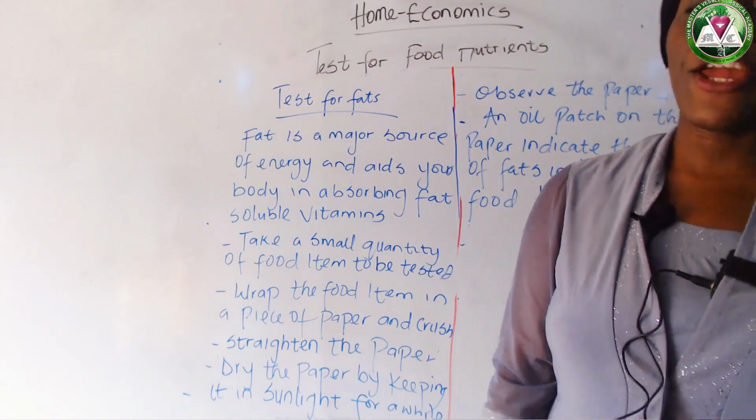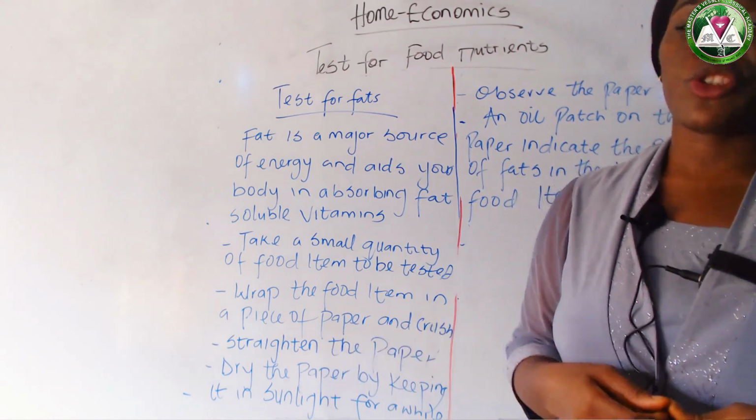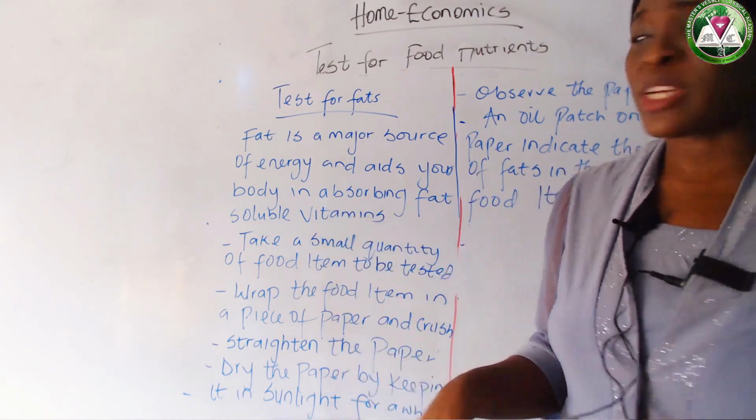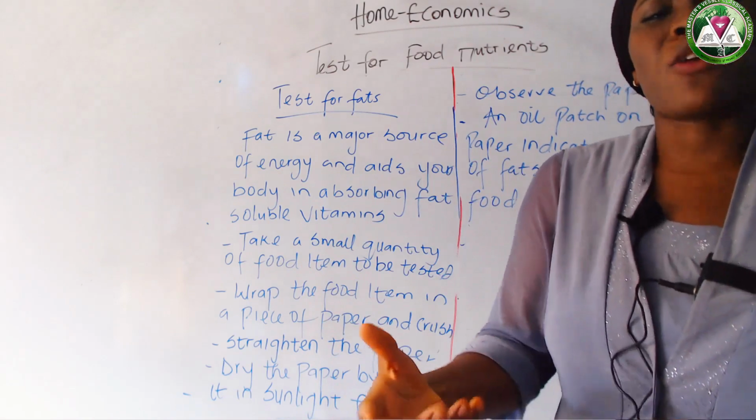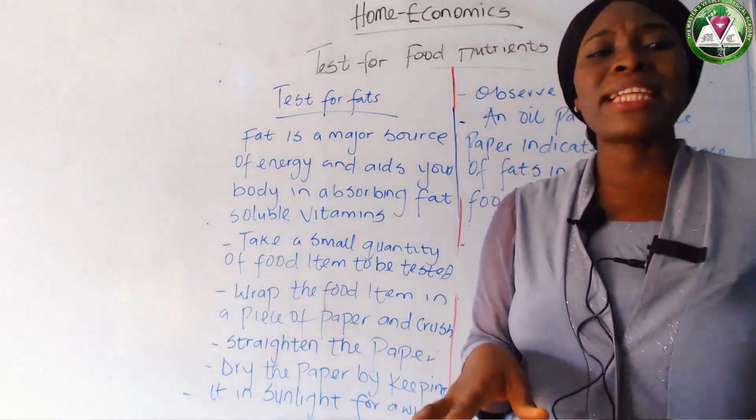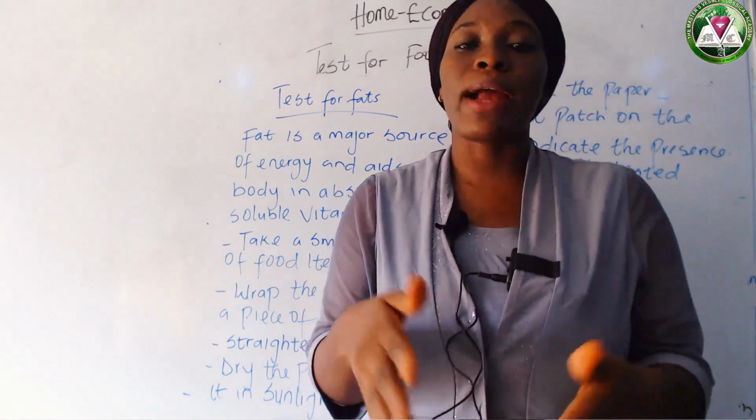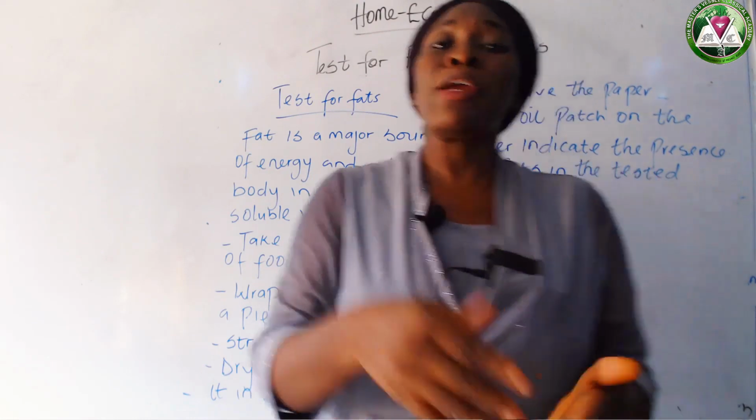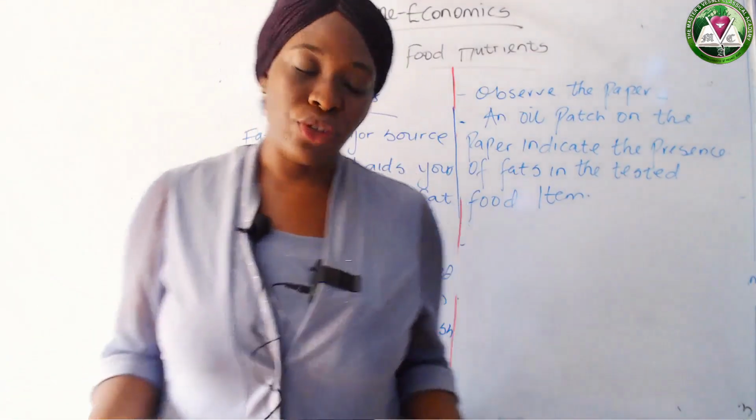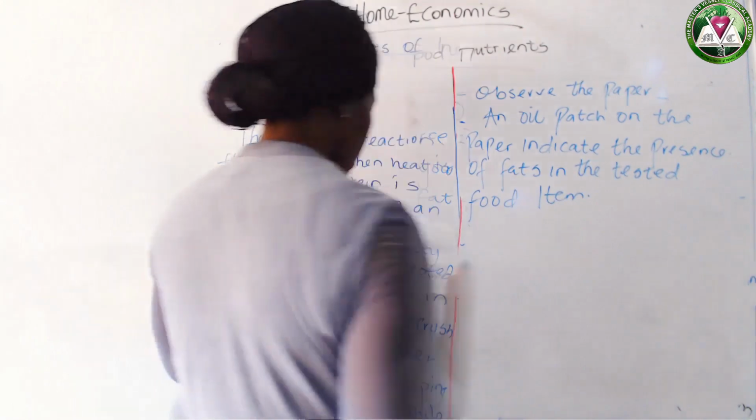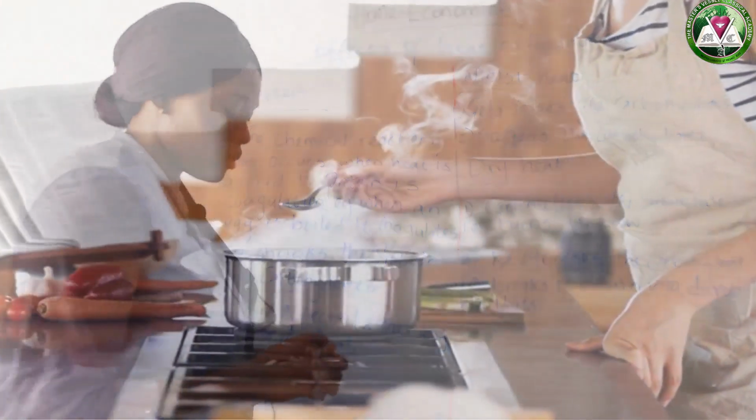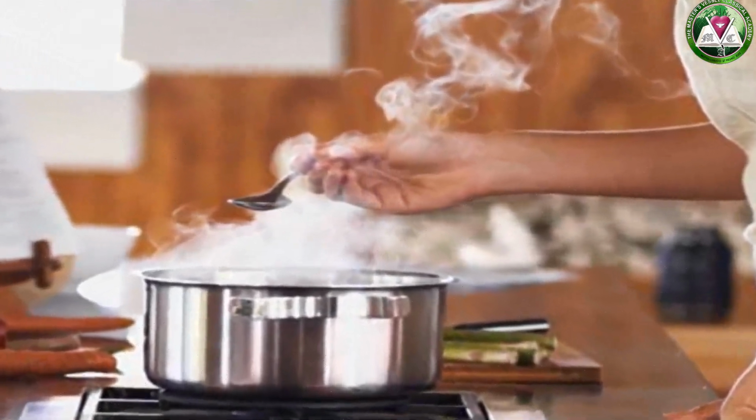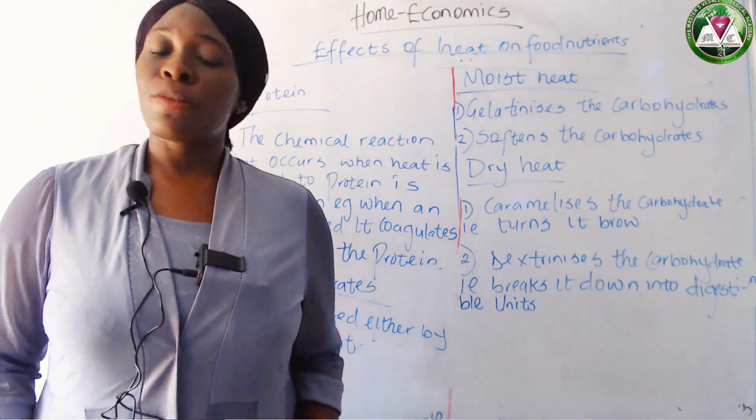We're going to be looking at the effect of heat on those food nutrients. This is what we've talked about. We've looked at the various food nutrients and the tests. Now, what is the effect of heat on them? When heat is applied to this food nutrient, what will happen? That's what we're going to be looking at. When it's being cooked, what will actually happen to this food nutrient? So we're going to be looking at how heat affects those food nutrients.